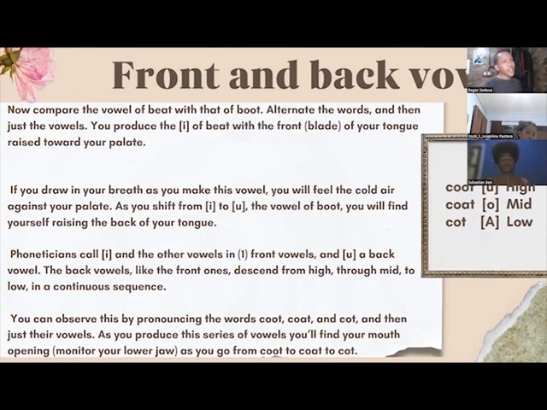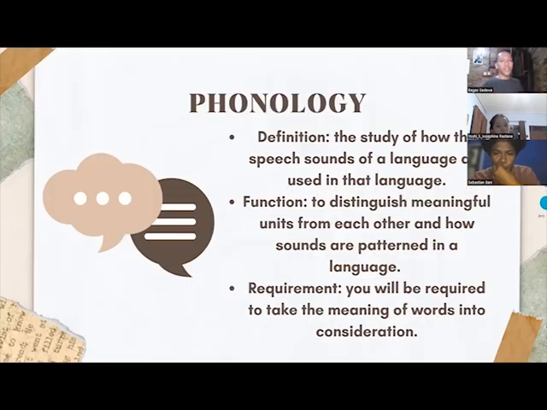The back vowels, like the front ones, descend from high through mid to low in continuous sequence. You can observe this by pronouncing the words "could," "code," and "caught," and then just the vowels. As you produce the series of vowels, you will find your mouth opening. Monitor your lower jaw as you go from "could" to "code" and "caught."